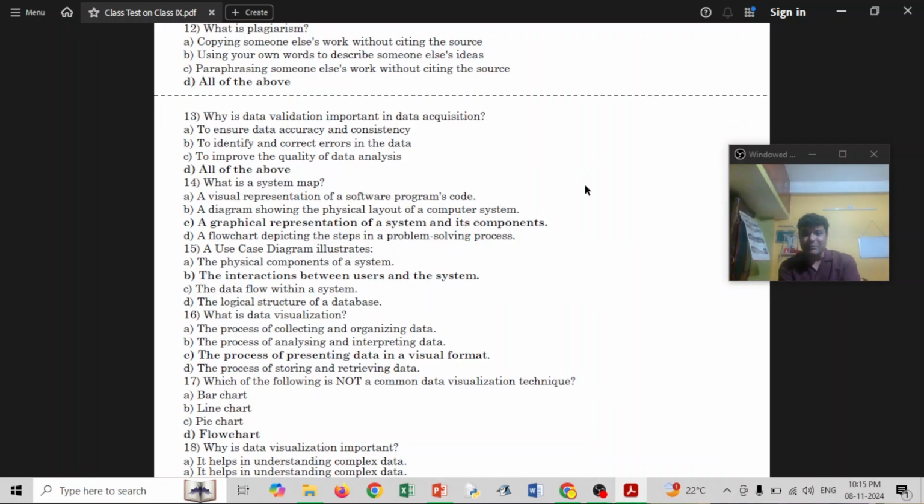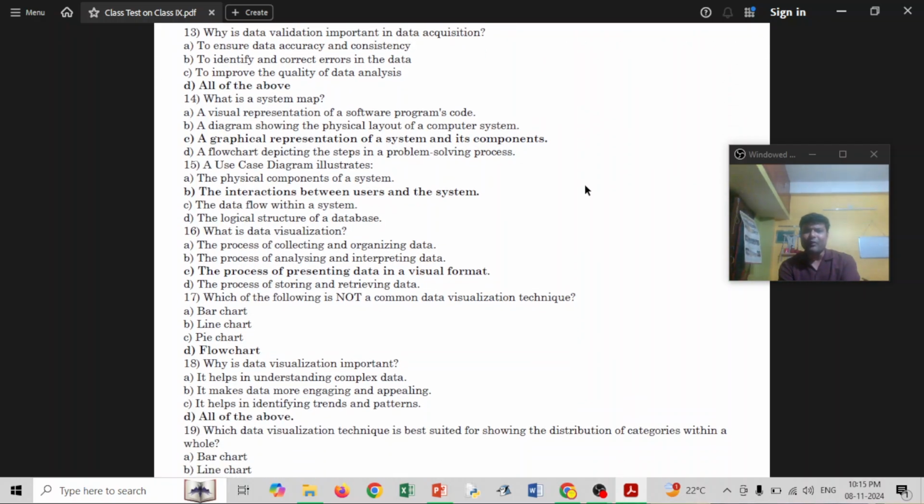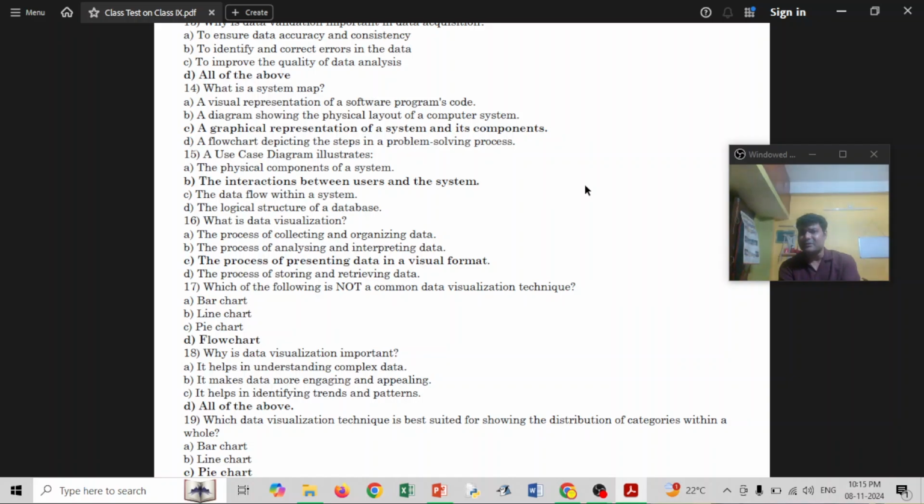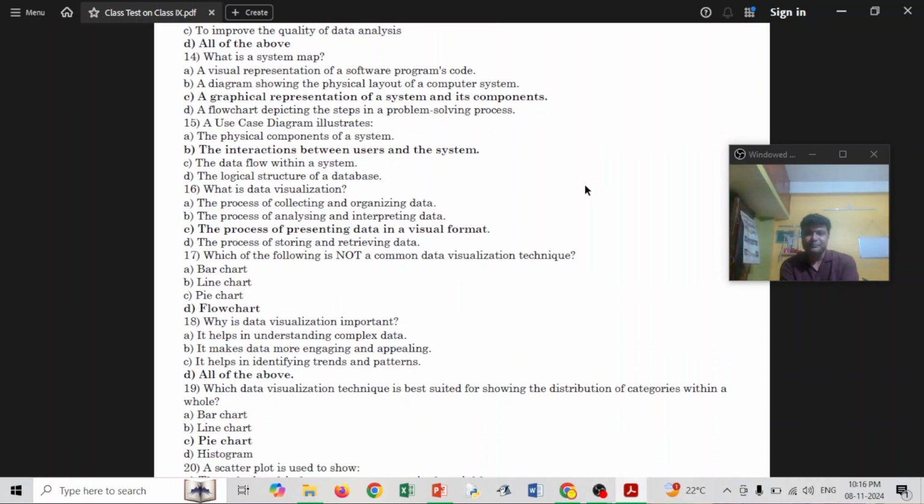And the 17th question is, which of the following is not a common data visualization technique? Flowchart is not a common data visualization technique. Why is data visualization important? Because it helps in understanding complex data. It makes data more engaging and appealing. It helps in identifying trends and patterns. So the right answer will be D, all of the above.